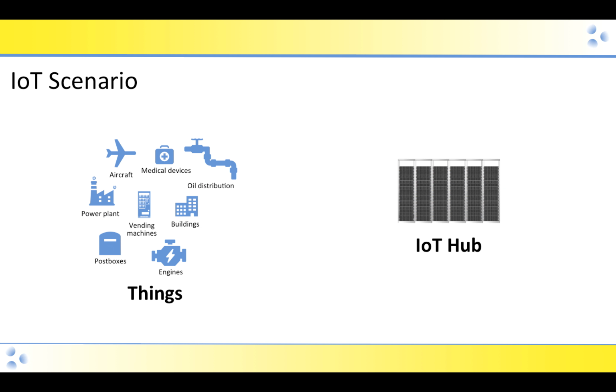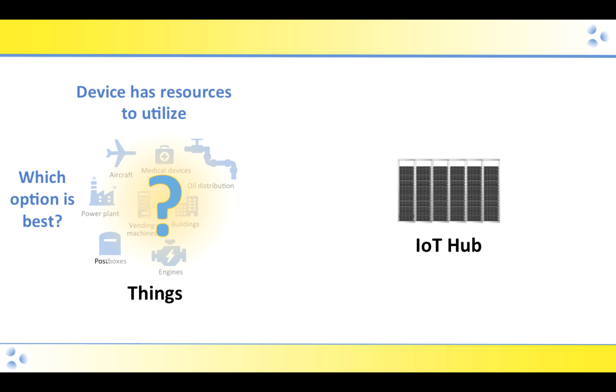Here's the scenario. We're looking at things that are deployed in the real world, and they could be at power plants or vending machines. And I want to look at a case where they have a choice of resources to utilize. For an aircraft this could be a choice of paths to take, or for an engine, it could be a choice of settings to run on. And the device itself doesn't know which option is best. What's the most efficient way to utilize those resources in order to optimize the outcome?